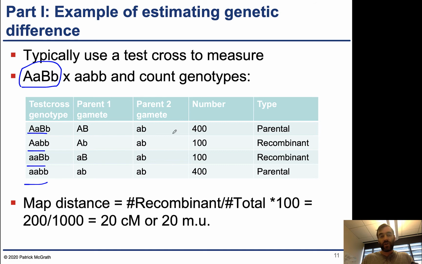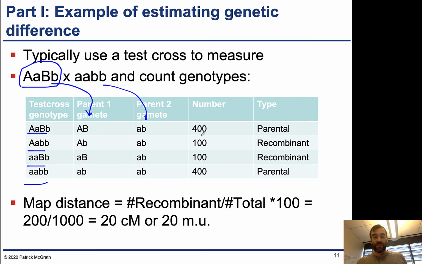We can do that because this is a test cross, and in a test cross, we know that this individual always gives the same gamete, little a, little b. And then there are 4 different gametes that can be produced by the other parent. So by looking at the genotype of the offspring, what we're really inferring is the gamete produced by this parent. We know the second gamete is always this, and the phenotype is always determined by this. And so by counting these, we can ask, what are the parental combinations?